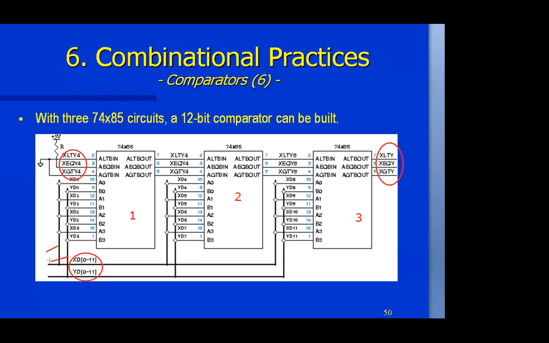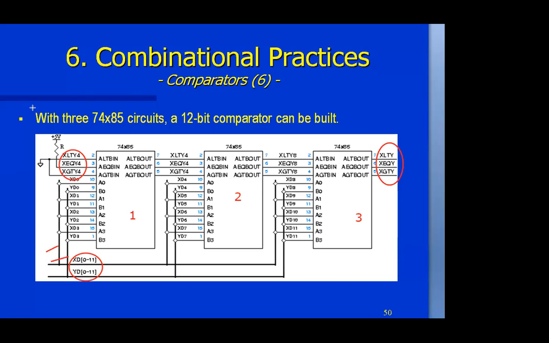X0 to x3 is connected to IC number 1, and y0 to y3 is connected to IC number 1. That is, these are connected to A0 and B0 of IC number 1. The operation on the first lower order bits is compared, and second, x4 to x7 and y4 to y7 are connected to the second IC, and the third IC is connected with x8 to x11 and y8 to y11.